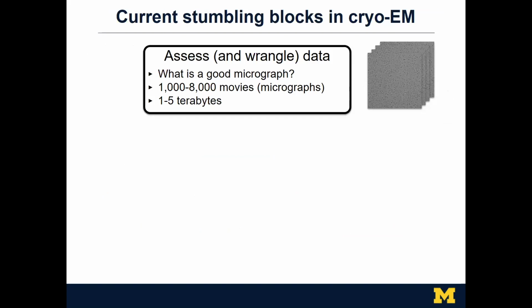So the current stumbling blocks in cryo-EM are how do we assess data. So first we want to assess the data at the micrograph level. And basically, people want to answer questions like, what is a good micrograph? And the problems are, for a typical data set, you have a few thousand movies or micrographs, and a lot of micrographs are generated. It's not feasible to sit down and loop through all the micrographs by yourself.